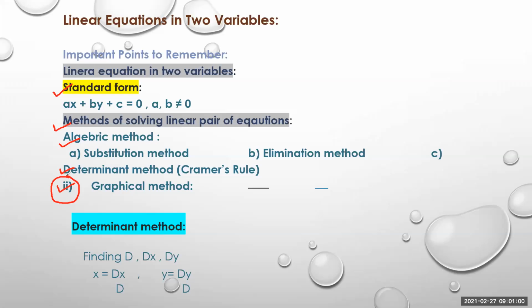And the last method is the graphical method, because on the graphical method a 3 to 4 marks question can be asked. You have to draw the graph. And from the determinant method, don't forget to remember the formula: x equals Dx by D, and y equals Dy upon D. So you must remember this one very well. I hope you have taken the screenshot of this one.